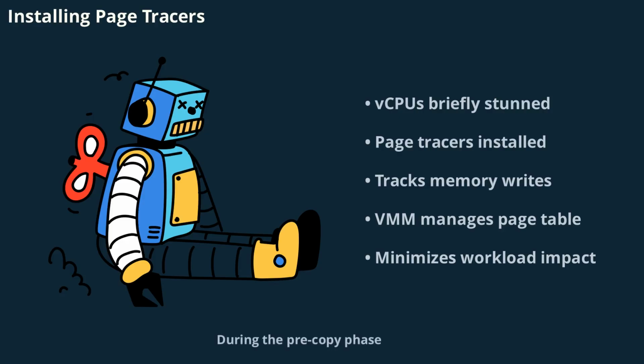During the pre-copy phase, the VM's virtual CPUs are briefly stunned to install page tracers. These tracers monitor which memory pages are being written to during migration. The VM kernel migration module instructs VMM to start page tracing, as VMM owns the memory page table state. This step is essential for tracking changes and ensuring that all modified memory pages are eventually copied to the destination host. The process is designed to be as non-intrusive as possible, minimizing impact on the running workload.